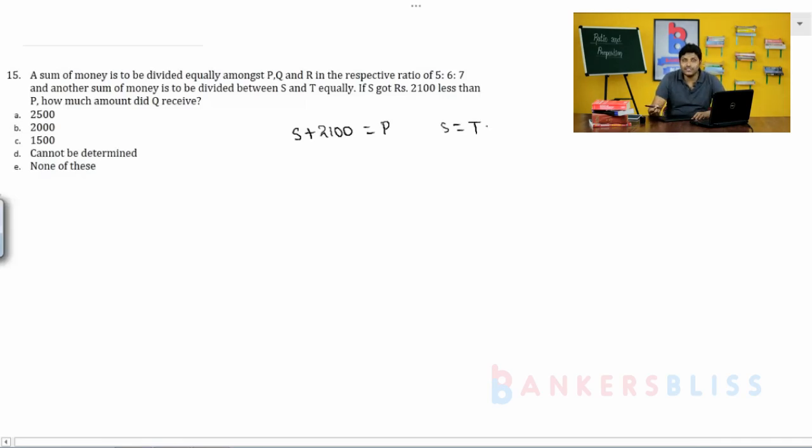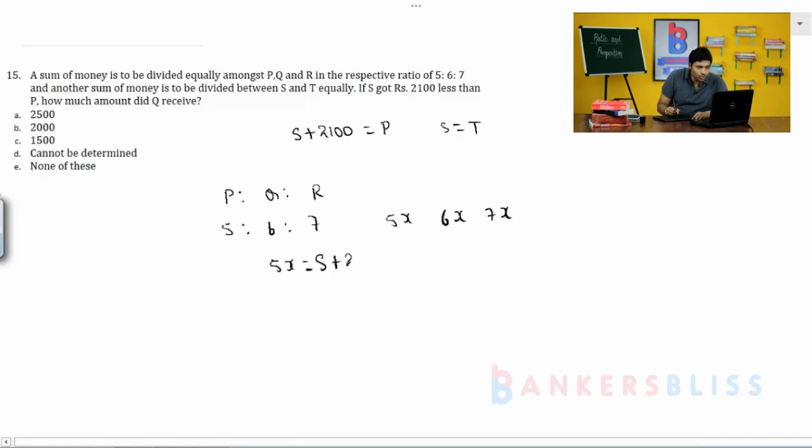So have they given the value of T? No. Have they given the value of S? No. Then how can you calculate P? It is impossible. P is to Q is to R in the ratio 5:6:7, means 5x, 6x, 7x. So the value of 5x is equal to S plus 2100. If you know the value of S, then only you can calculate the value of x. Based on x, you can calculate Q.